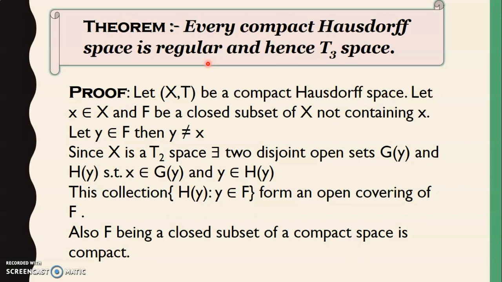Let X be a compact Hausdorff space. Let x belong to the compact Hausdorff space and F be a closed subset of X not containing x. Let y belong to F, then y and x are distinct. Since X is a T2 space, there exist two disjoint open sets Gy and Hy such that x belongs to Gy and y belongs to Hy. This collection Hy such that y belongs to F forms an open covering of F. Also, F, being a closed subset of a compact space, is compact.